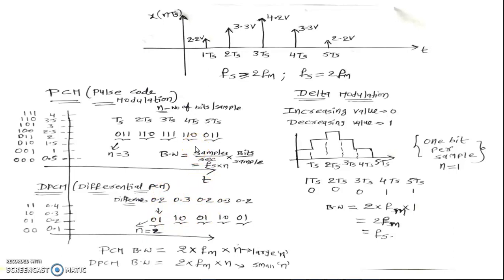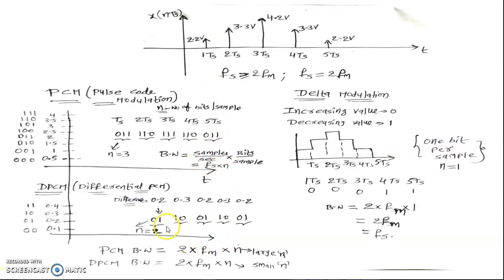Now we will see whether there is any possibility to reduce the bandwidth further. Observe carefully here. For PCM, what is the bandwidth? The bandwidth is equal to how many samples there are and how many bits are used to represent each sample. Total 5 samples are there, and for each sample we use 3 bits. Total 5 into 3, so 15 bits you require. That is the bandwidth formula. This formula is very simple, and you have to understand it like this.